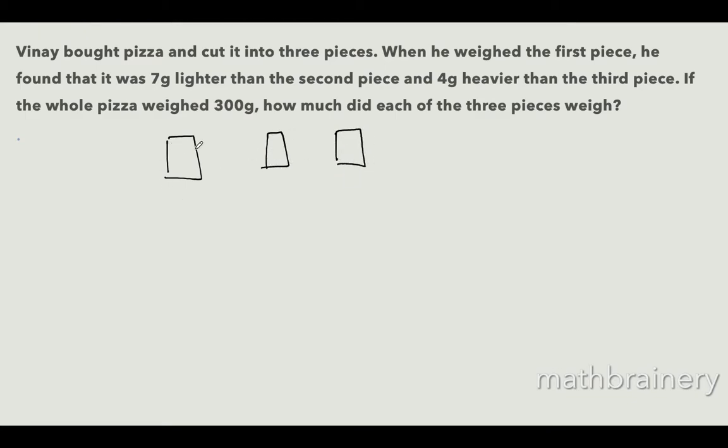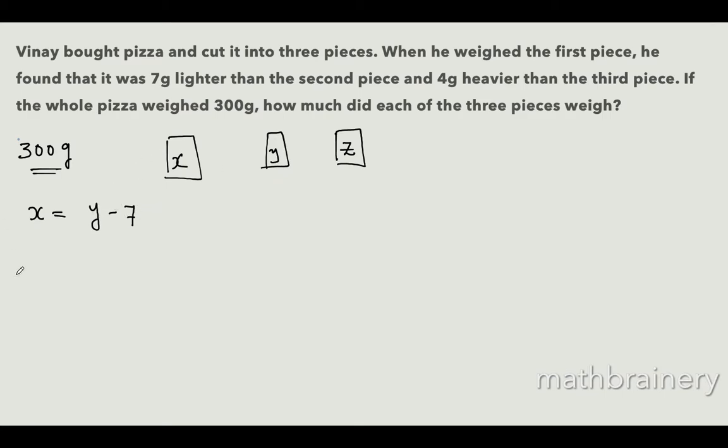Let us say the weight of the first piece is x grams, weight of the second piece is y grams, weight of the third piece is z grams. Now if the whole pizza weighed 300 grams, so the weight of the whole pizza is 300 grams. Now what is given? That when he weighed the first piece, he found that it was 7 grams lighter than the second piece.